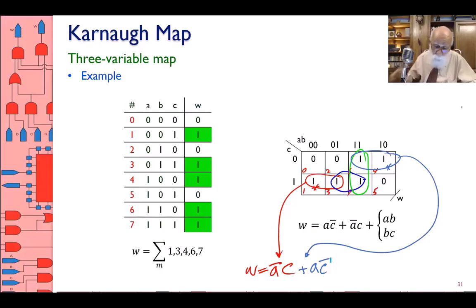Let's see. The red one covers these two min terms. And this one covers this and this. Do I have any min term that is not covered? Yes, I do. This min term is not covered by any of these essentials. What it means is that my function is incomplete until all min terms are covered.